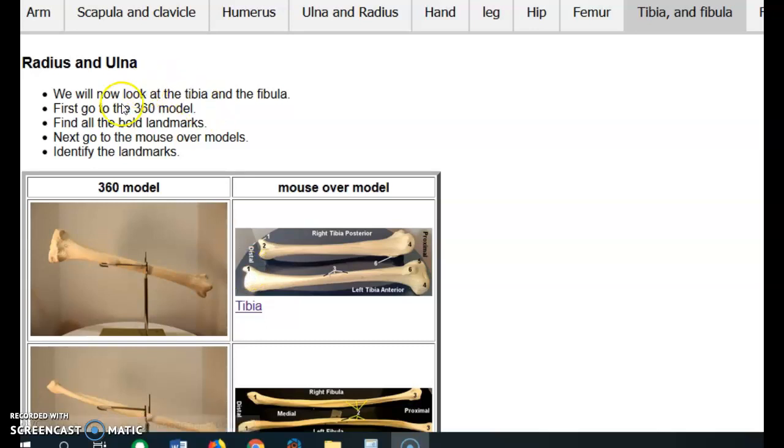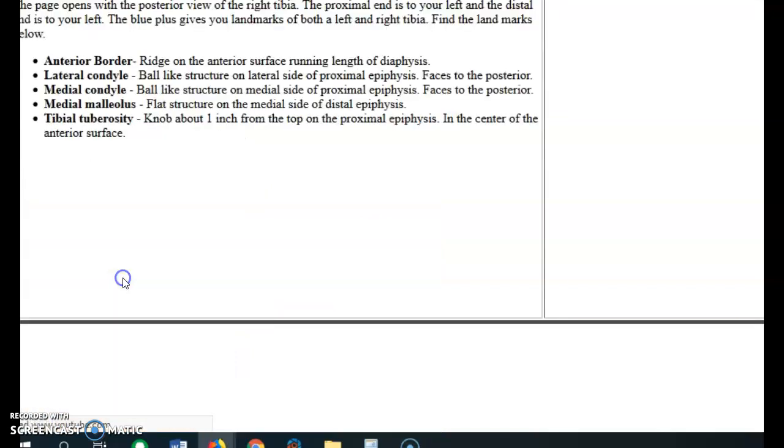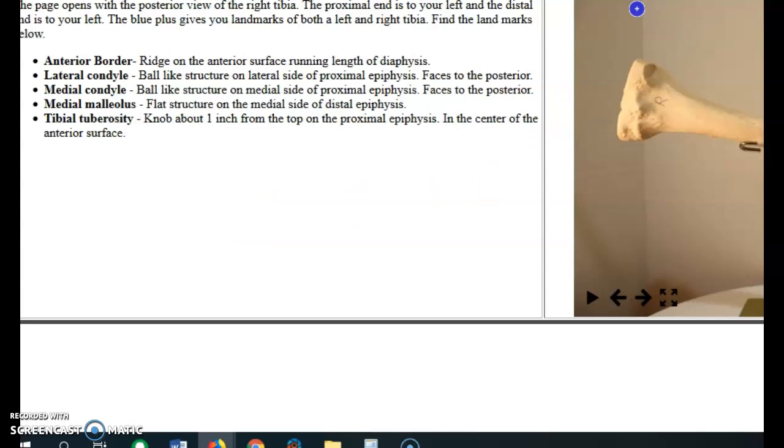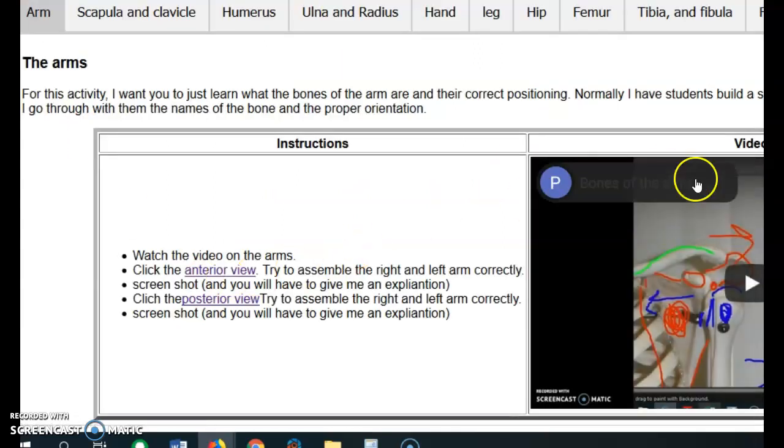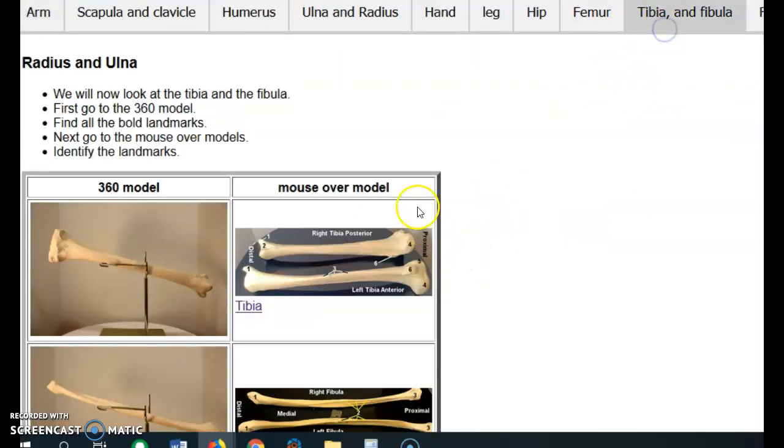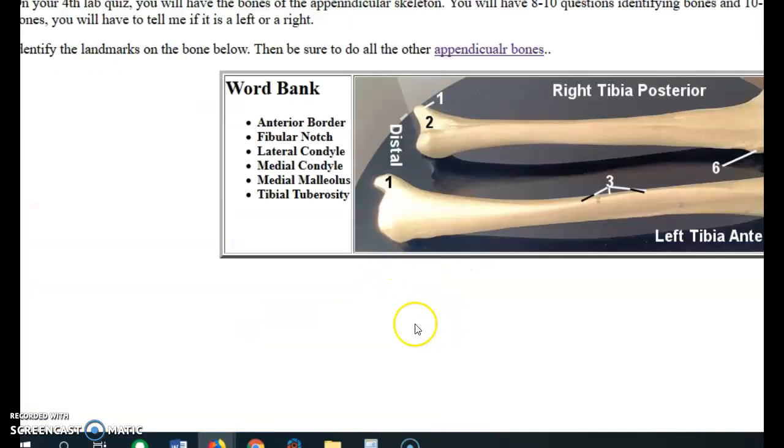In this video, we are going to look at the tibia and the fibula. Again, I want you to go into the 360 models, try to find the landmarks. Then I want you to go to the mouse over models and see if you could identify what I've numbered.